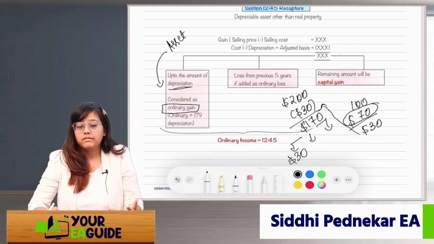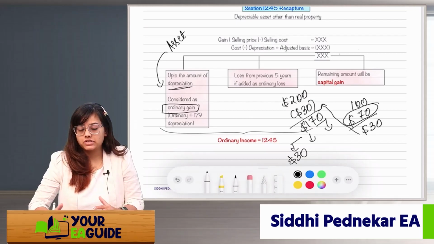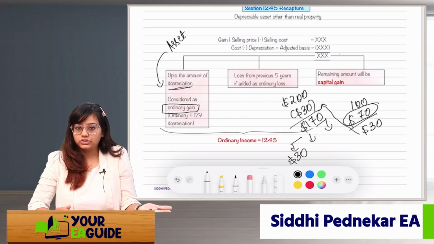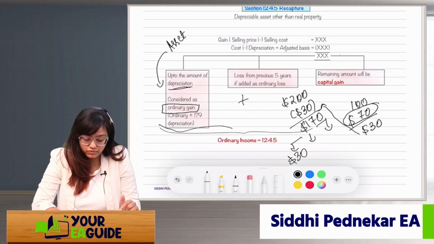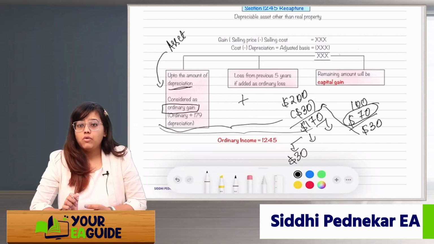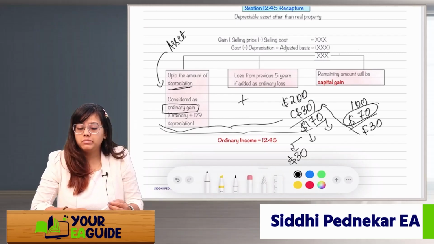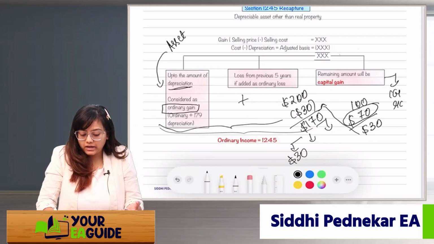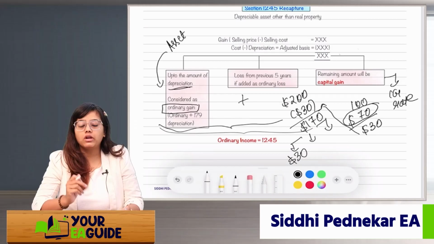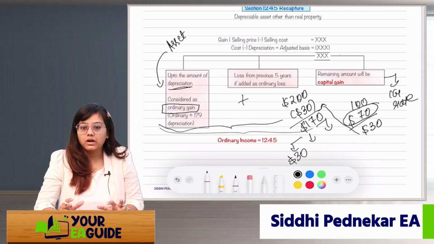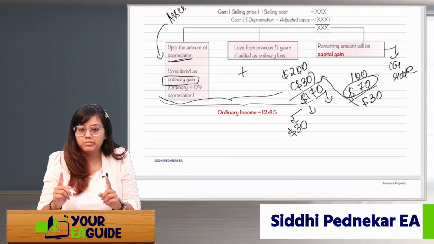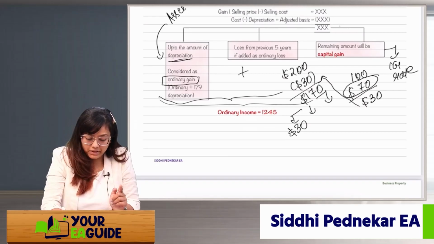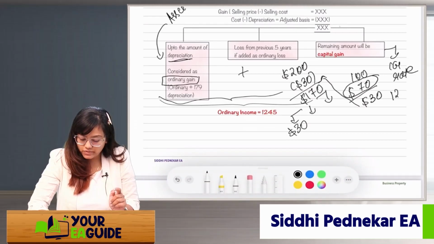Now it might happen that there are some losses from the previous 5 years, which were added in the ordinary loss. So those losses will also be added as an ordinary gain. So these two, first and second, will be considered as an ordinary gain. Whatever is remaining apart from these two will be considered as a capital gain amount, and this will be taxable at the capital gain rate. But these two figures, the first and second column, will be taxable at the ordinary income rate. So these two amounts, the ordinary income in the first and second column, will be called 1245 gain, and the capital gain, which is given right here, will be called 1231 gain.